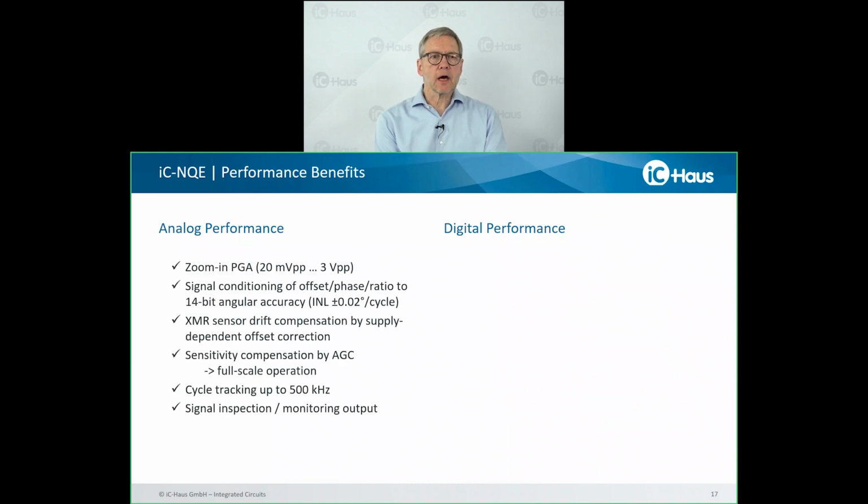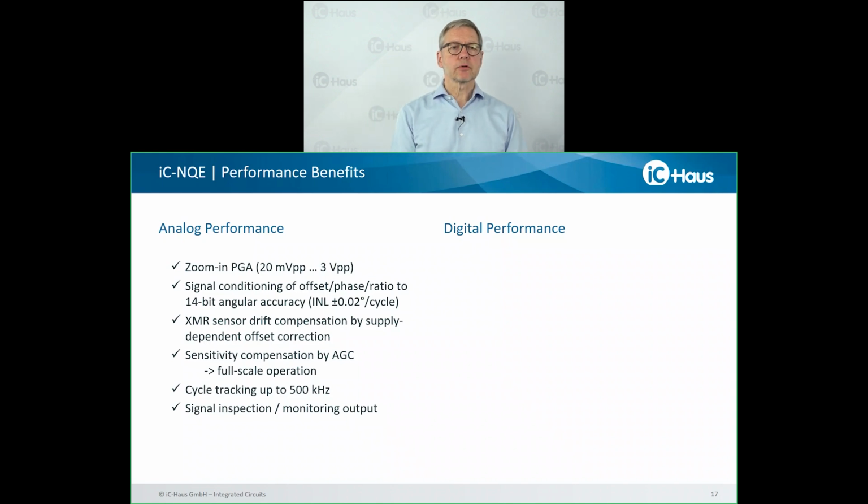Now, on the analog side, we have a zoom-in programmable amplifier which can handle low-level and high-level signals. The signal conditioning accuracy for offset, phase, and ratio allows you to calibrate down to a 40-bit angular accuracy. XMR sensor drift compensation is done by a supply-dependent offset correction. Sensitivity compensation can be done by an automatic gain control. So this allows you to run the device anytime at full scale for best signal-to-noise performance.